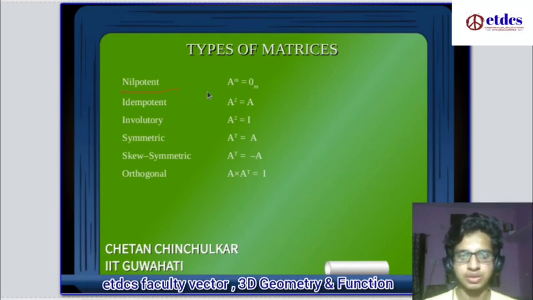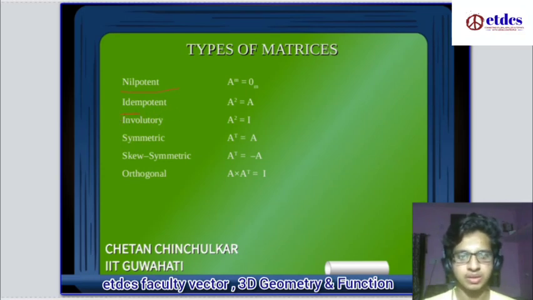So first of all, the nilpotent matrix. What does that mean? If we have a square matrix A, and we multiply it m times, then whenever we get A power m equal to the null matrix, that m will be known as the nilpotent index. This might come in handy in some types of questions which are very often asked.